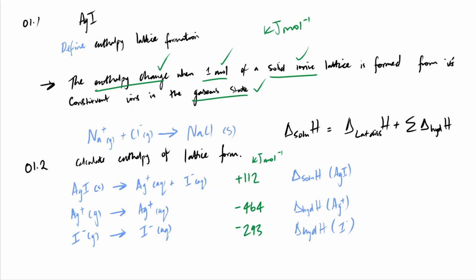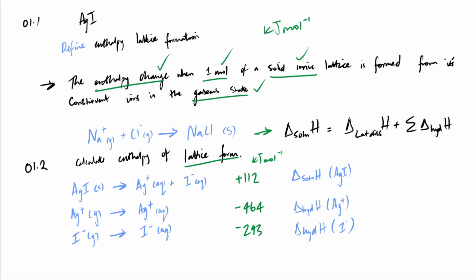They want us to calculate the lattice formation. But if we glance at our equation right here on the right, there is no lattice formation. So what does this mean? Now, the lattice dissociation is simply the reverse sign of the lattice formation. So let me just quickly explain that to you.